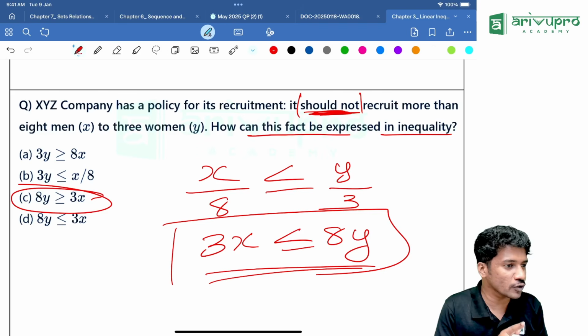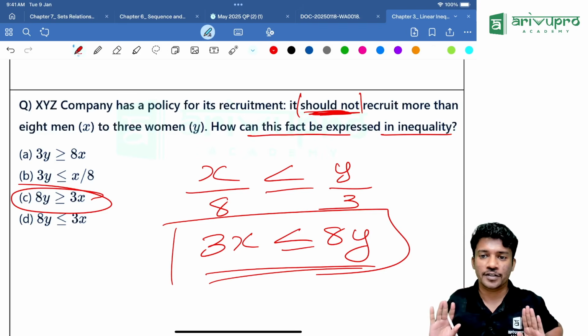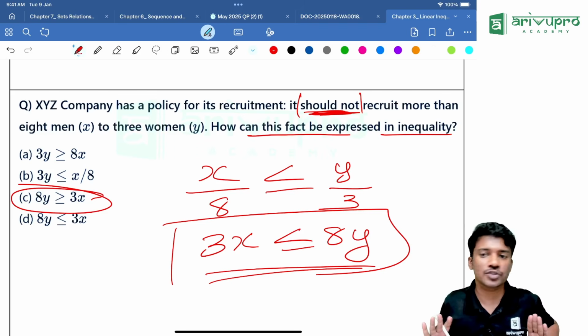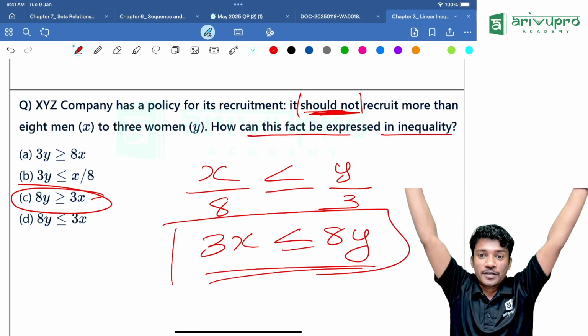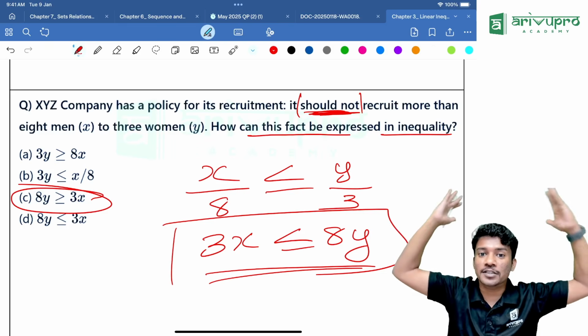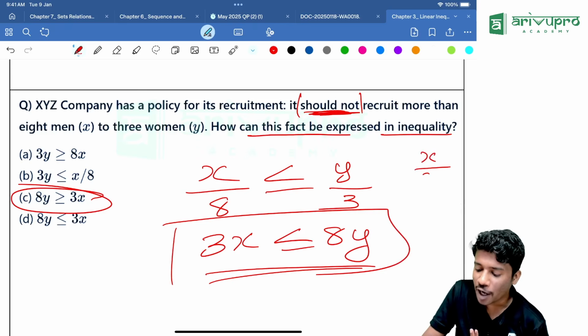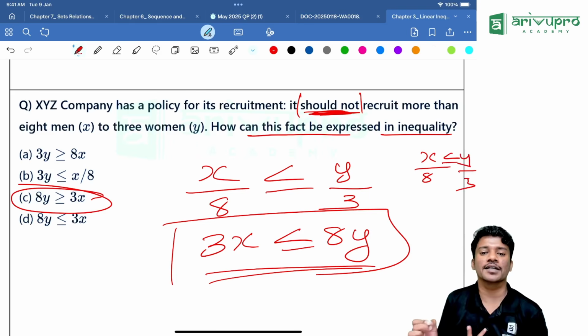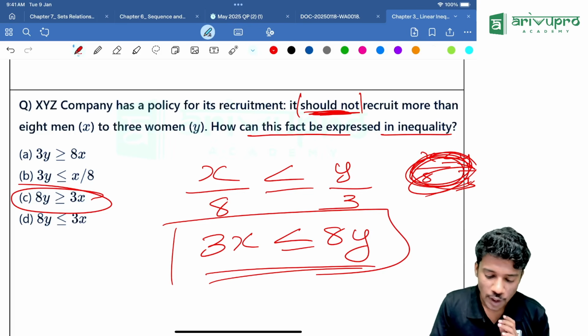Got the logic for this type of question? You can always use this logic. The logic will give you marks, rather than thinking too much. Inside the exam hall, you will be thinking too much. That time, don't think too much. X means men divided by how many men there are, less than or equal to Y, women, divided by how many women there are, 3. Answer is 3x less than or equal to 8y.